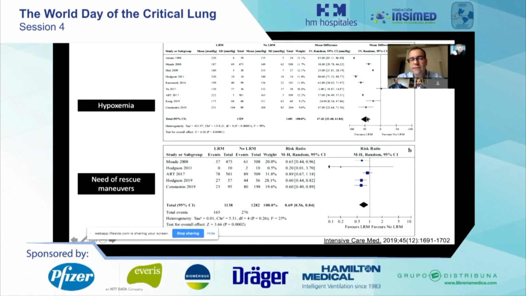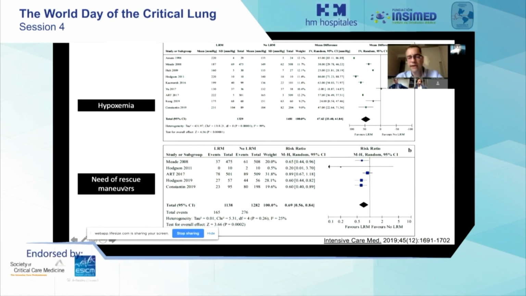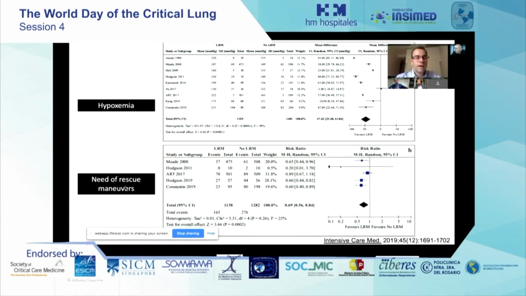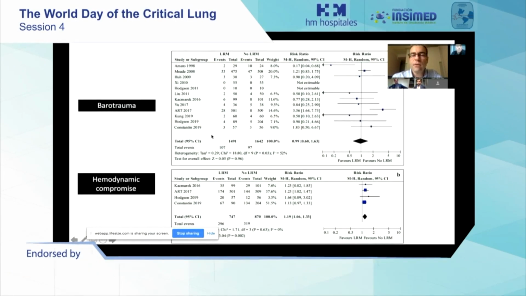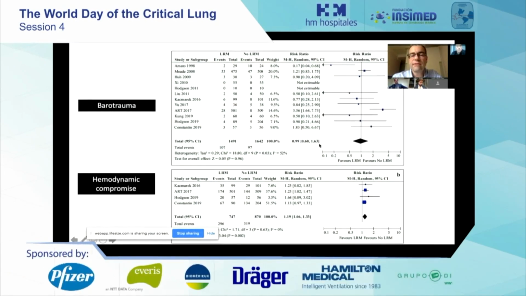There was an improvement in hypoxemia. There was also an improvement in terms of less need of rescue maneuvers, for example ECMO, but at the cost of more hemodynamic compromise in recruited than non-recruited patients. And barotrauma was not different among groups, but confidence intervals are very wide, imprecise, so this estimate of effect on barotrauma is not very reliable.